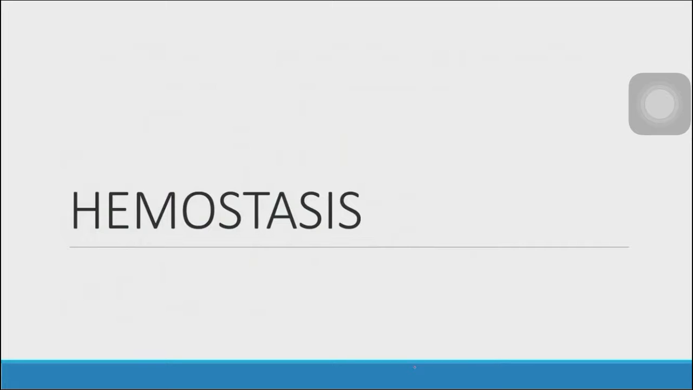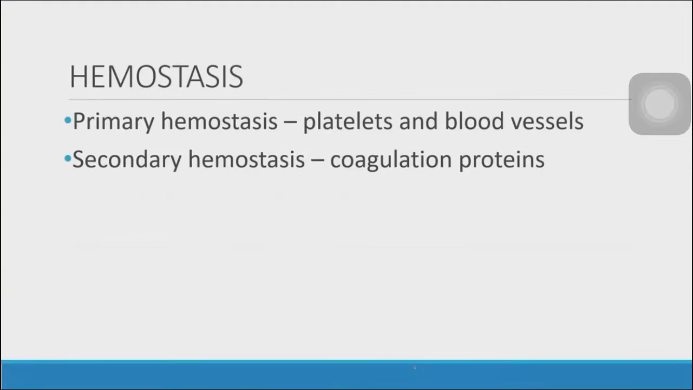So let's talk about hemostasis. For this part, I will be talking only about primary hemostasis. Hemostasis has two phases: primary hemostasis and secondary hemostasis. Primary hemostasis involves the action of platelets together with the blood vessels or the endothelial lining. Secondary hemostasis involves the action of the coagulation proteins.